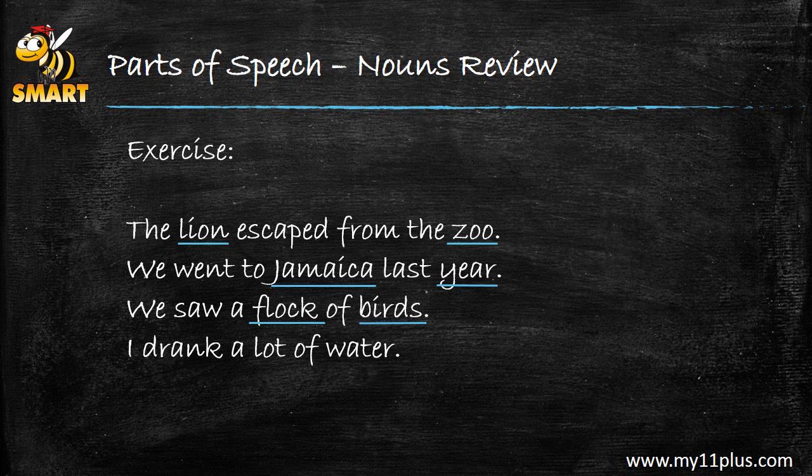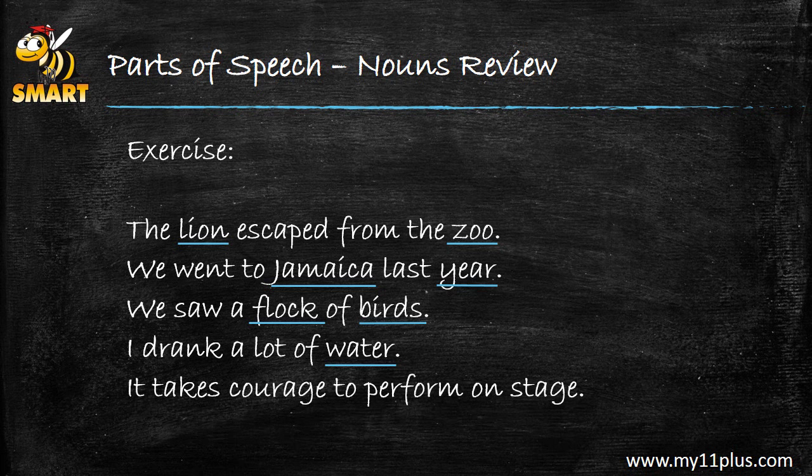Let's look at the fourth sentence. I drank a lot of water. Can you see any nouns in that sentence? I found one noun, the word water. What type of noun is water? Is it a common noun? Yes, it is because it's a general name. Is water a countable noun or uncountable? Water is an uncountable noun because you can't count water as an object. You can't say I have 3 waters in my hand. Okay? Water is also a concrete noun because it's something that can be seen as well as touched.